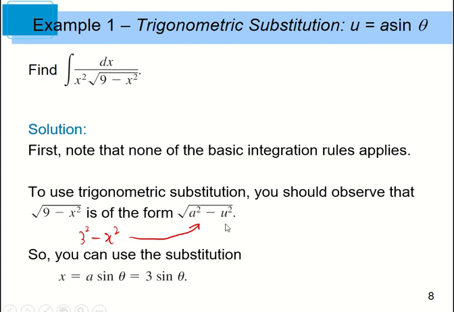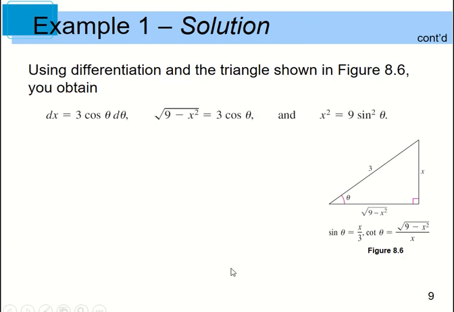So what is the u here? This u is actually the x. So the x is a sine theta. The u is the x here when we compare. Now the x is a sine theta. So when we differentiate x with respect to theta, dx d theta, we differentiate the sine and get cos theta. So dx d theta is 3 cos theta. By the way, the a is actually 3.